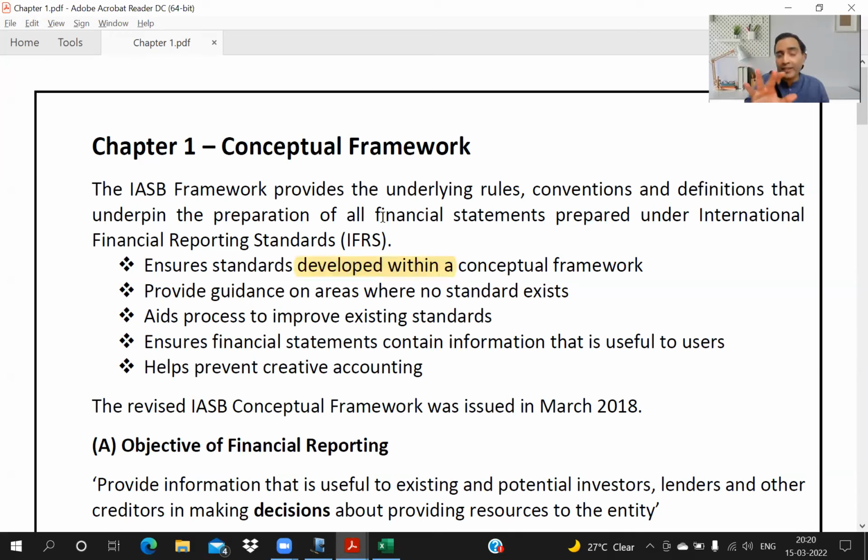So if your parents tell you that you need to come back home by 10 p.m., whatever schedule you make for yourself, your parents won't interfere in that. You can make whatever schedule you want. But that schedule should fit the framework. It should not extend beyond 10 p.m. So the first job of the conceptual framework is to give boundaries to the accounting standards, that whatever standards are created, they will be created within these boundaries.